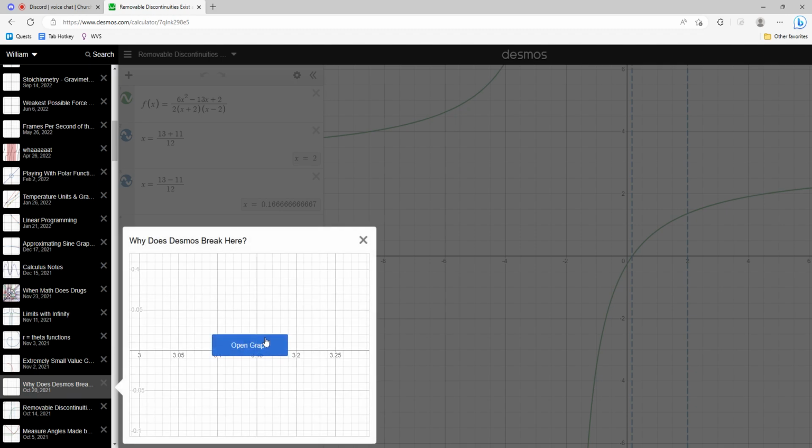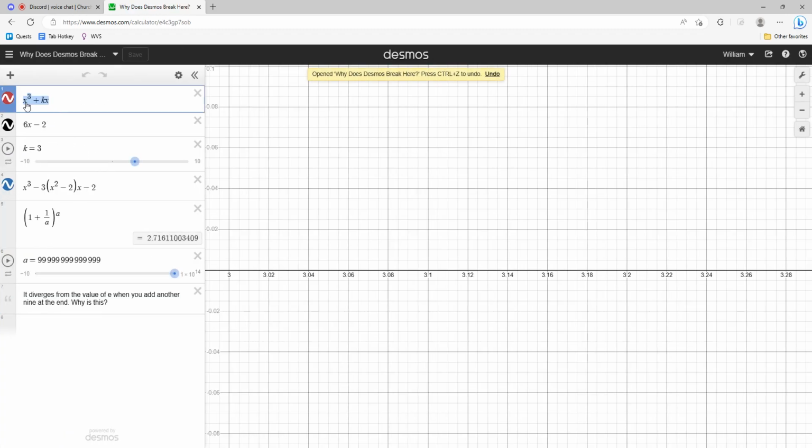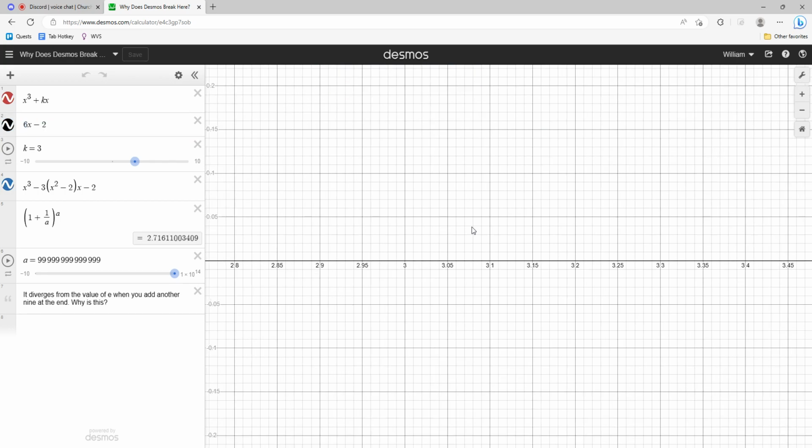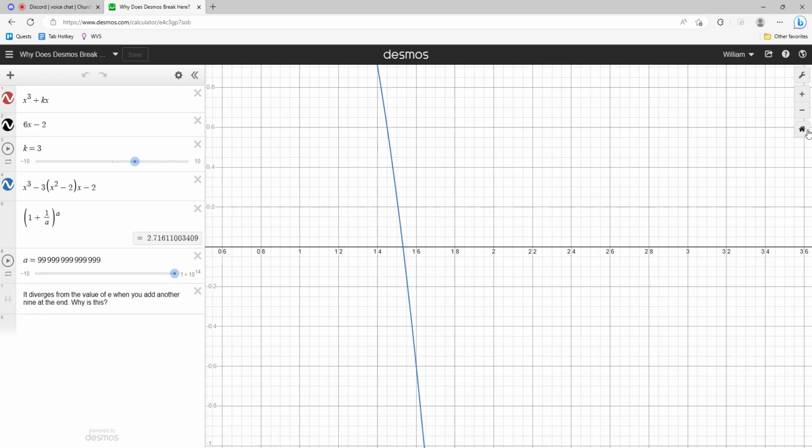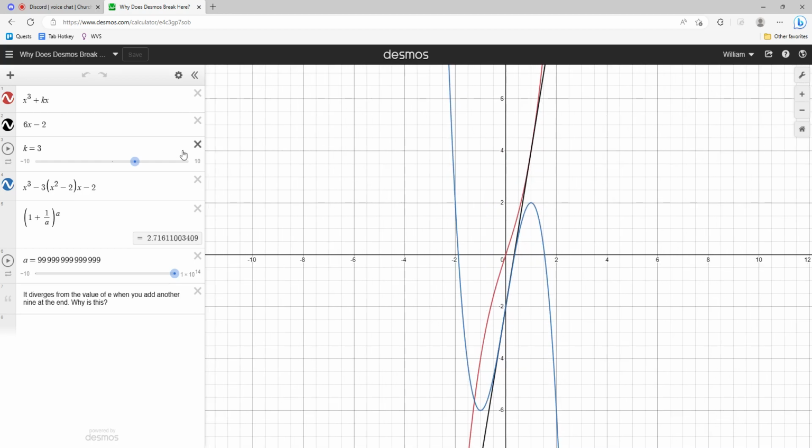Why does Desmos break here? Well, let's see. x cubed plus kx, a simple cubic equation. We got 6x minus 2. Let's just zoom out here. Okay, so this is the cubic equation. This is the linear. Looks like it's tangent to the cubic equation. x equals 1. We got some kind of weird, wacky curve that's also tangent, I guess, to this tangent line.